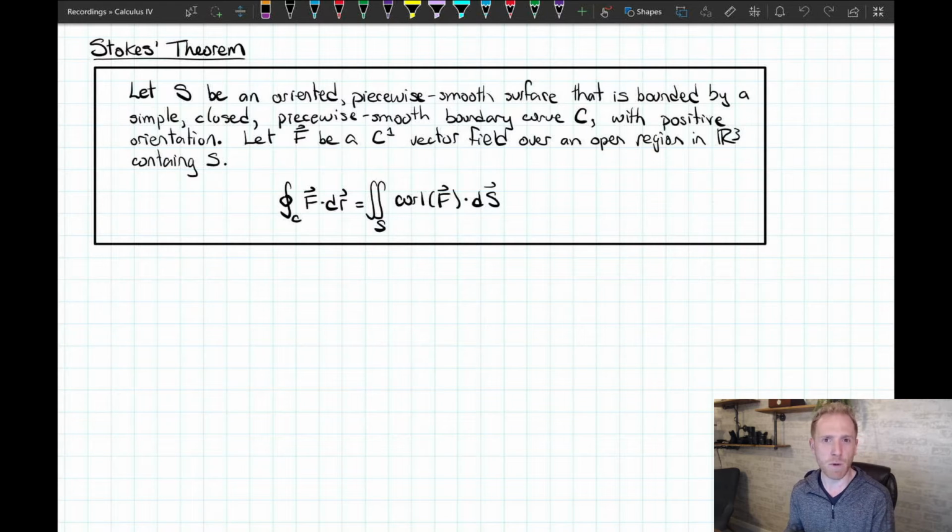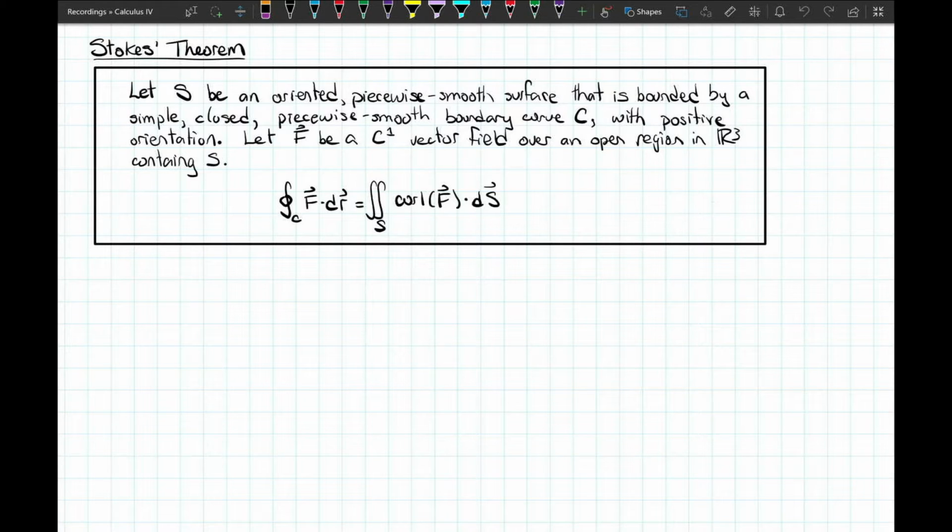It's like if we want to integrate a function over an interval, then we just need to find an antiderivative and evaluate it at the endpoints. It's kind of similar here. The thing is that we're actually summing up the normal component of curl over the surface, and that is equal to the sum of the tangential component of the vector-valued function F around the boundary curve.